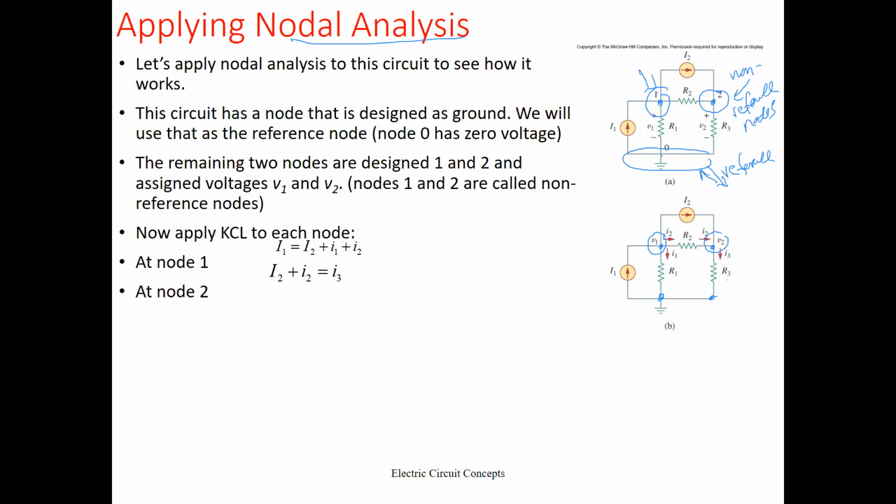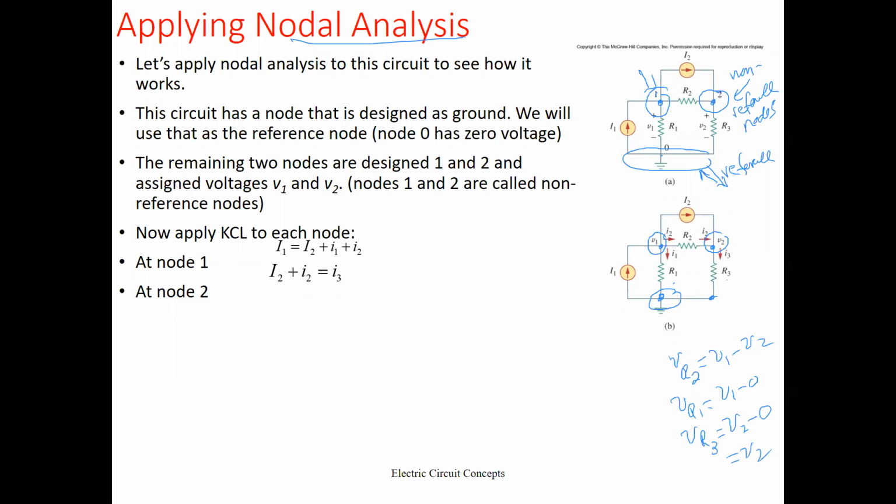Now the voltage across R2, VR2, will be V1 minus V2. The voltage across R1, VR1, will be V1 minus 0, because this voltage here is a 0. It's a reference, it's a ground. Now VR3 also will be V2 minus 0, or in general, it will be V2.